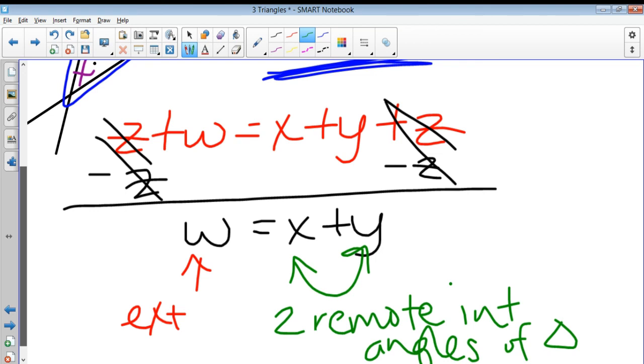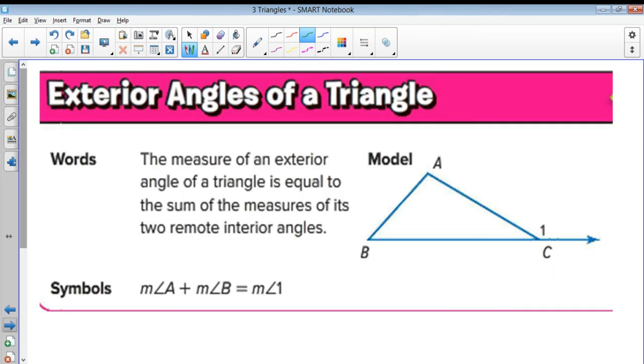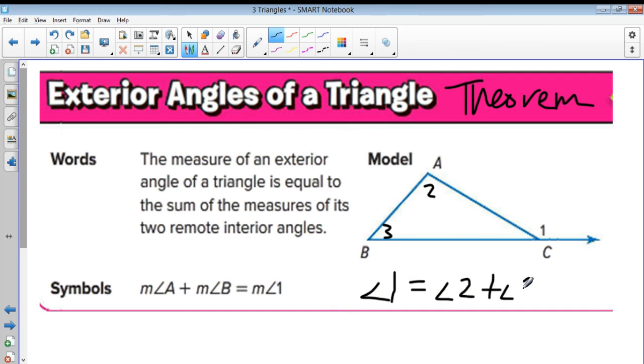Let's look at it formally. Exterior angles of a triangle, and this is a theorem. We have theorems in geometry. The measure of an exterior angle of a triangle is equal to the sum of the measures of its two remote interior angles. So here, if we said this was angle 2 and this was angle 3, angle 1 equals angle 2 plus angle 3. Over here, they defined them as the measure of angle a and the measure of angle b is equal to the measure of angle 1.